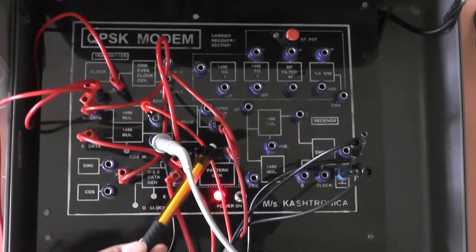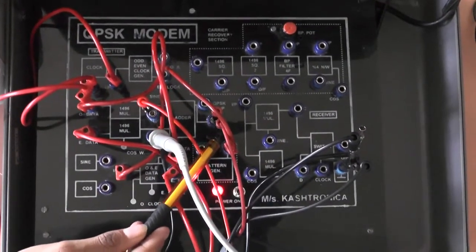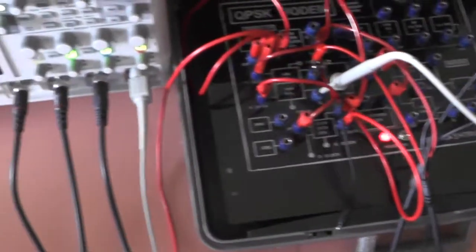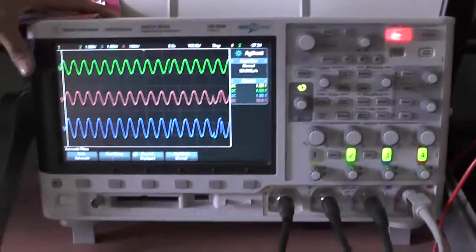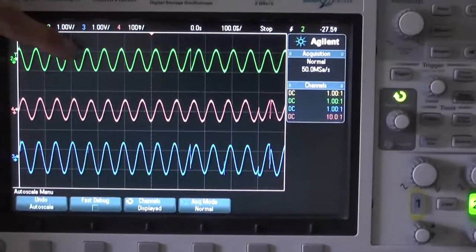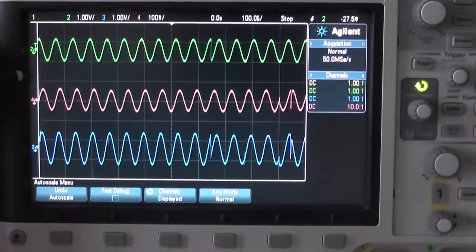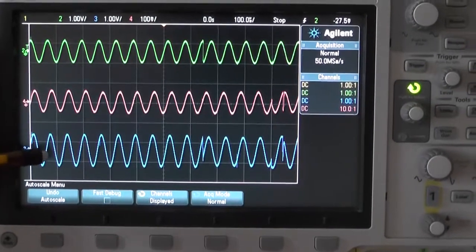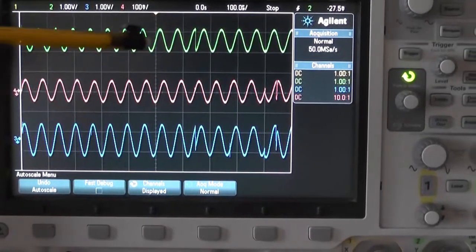Now we'll check the QPSK at the output of the adder. Here we have the BPSK1 signal, BPSK2 signal, and the addition of both the signals as QPSK. Notice the phase changes.